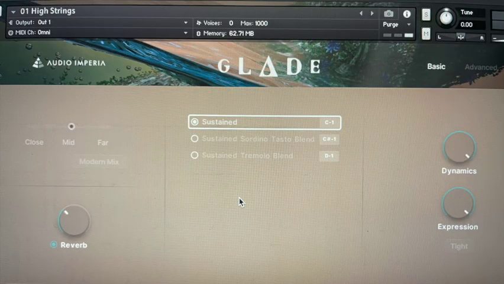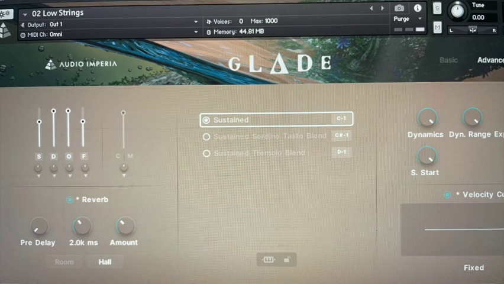The high strings. The low strings. A tonal percussion.